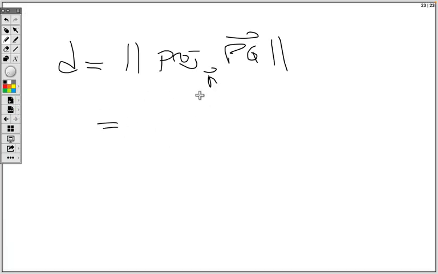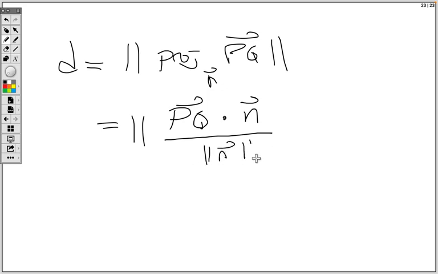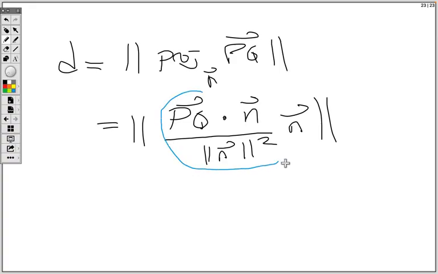All right, well, let's do it then. So we go back to what we learned last week. The projection of PQ onto N is PQ dot N over the magnitude of N squared, times N. And remember that PQ dot N is a real number. The magnitude squared is a real number. So this is all a real number, which I can factor out of the length.